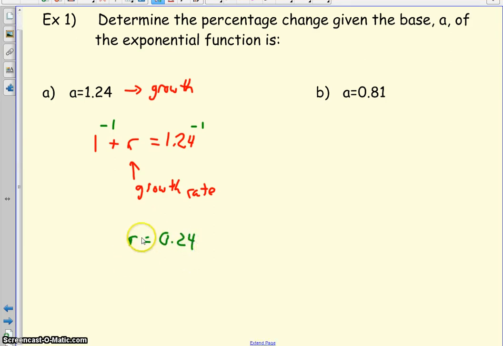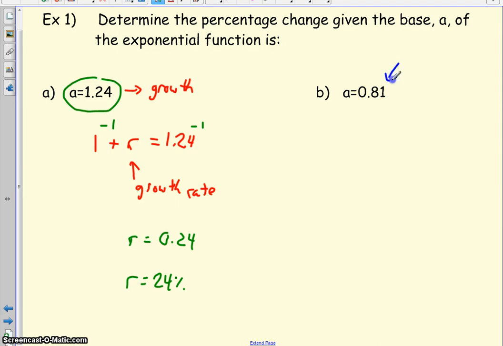So if we're adding 0.24 as a percentage, this would mean that r was equal to 24%. So what the base of 1.24 tells you is that you have growth by 24%. Okay, now let's take a look at one where it's decay.